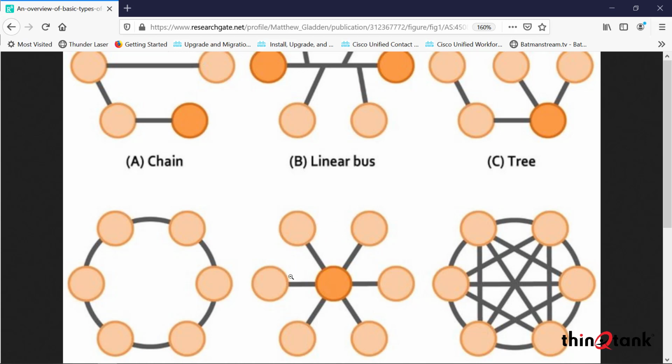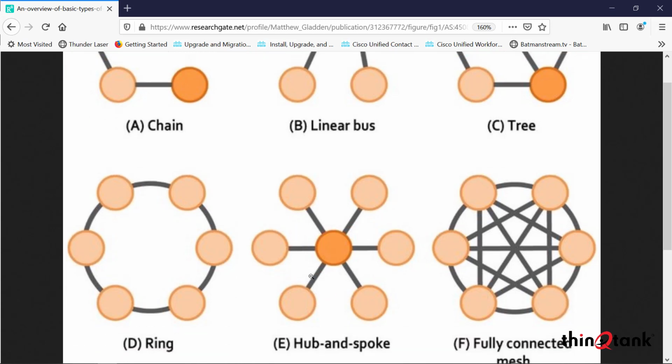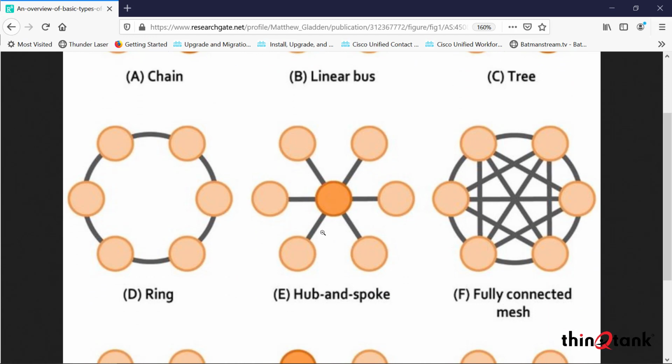But what is the downside to this middle one here, this hub and spoke design? There's no redundancy, right? And also there's no efficient data flow. If one spoke wants to talk to another spoke, they have to go through the hub. They can't just talk to each other directly. And if the hub fails, then the whole network fails, right?